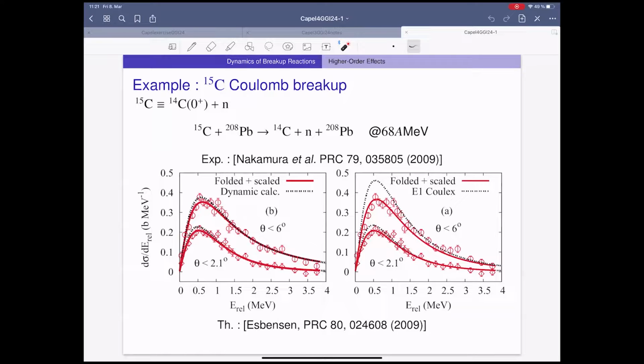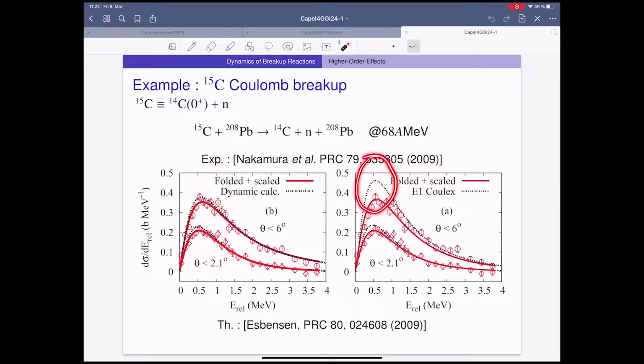So this is a slide I showed yesterday. This is a calculation performed by Typel and Baur using the time-dependent approach. And the difference between left and right, so the data are the same. They are the data from Nakamura of 2009. And the difference between the left and the right-hand side is that the left is a dynamic calculation and the right is a first-order perturbation theory, assuming a purely E1 transition. So you start from the ground state, you have an E1 transition to the P-wave continuum, and you stay there. There is no dynamics.